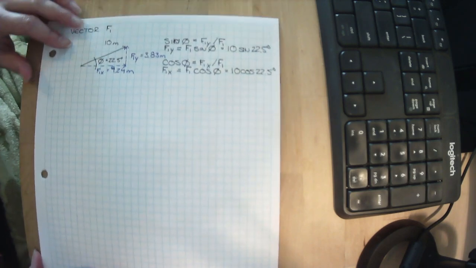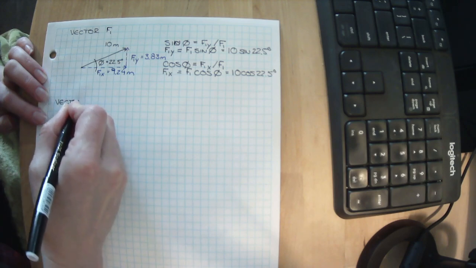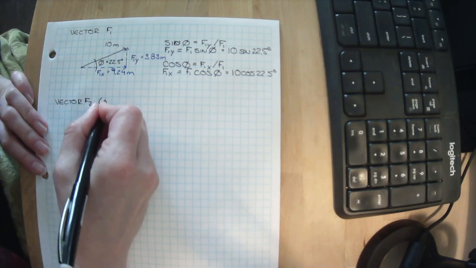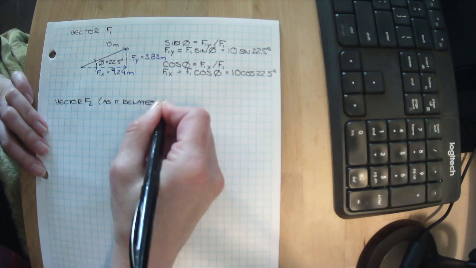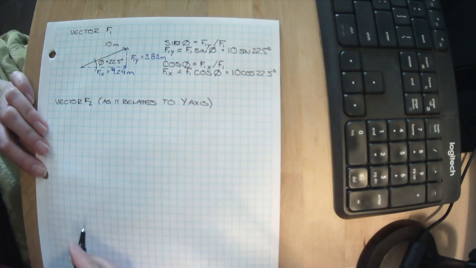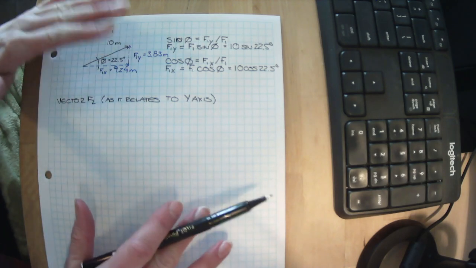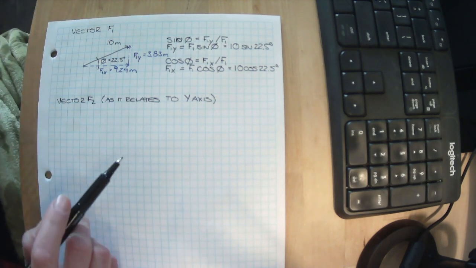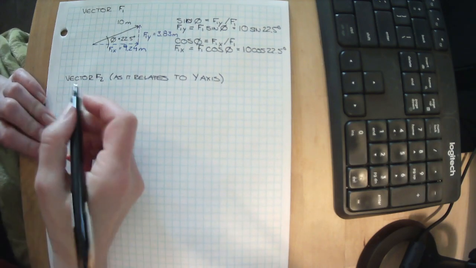Let's take a look at vector F2, and I'm going to say as it relates to the y-axis. Okay, I'm going to show you that we can do this either way. I'm lazy, and after today, I'm going to do everything relative to the x-axis. But they gave us the information for vector 2 relative to the y-axis. So let's see what that means.